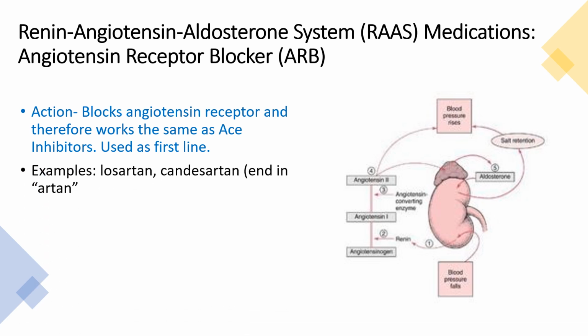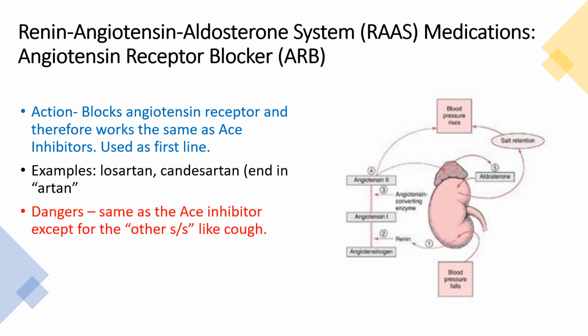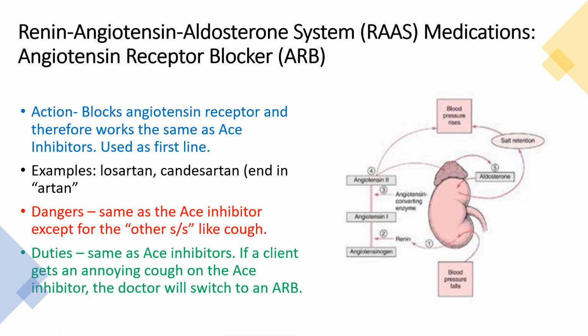The examples are losartan, candesartan. They end in artan. Dangers, because they work in RAAS, we can just say it's the same as the ACE inhibitor, except for the other signs and symptoms that have to do with the bradykinin. This one won't cause a cough. And so the duties, again, are the same as the ACE inhibitors.